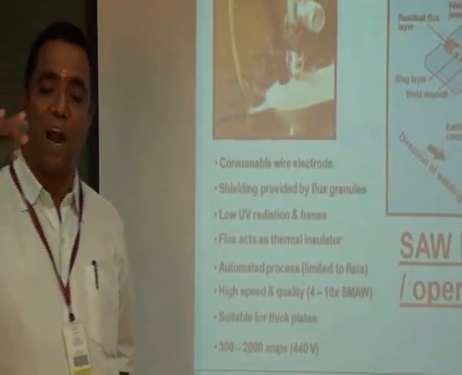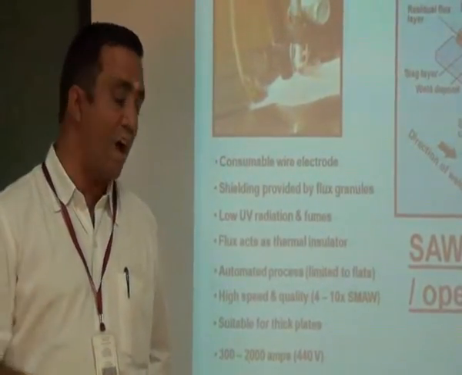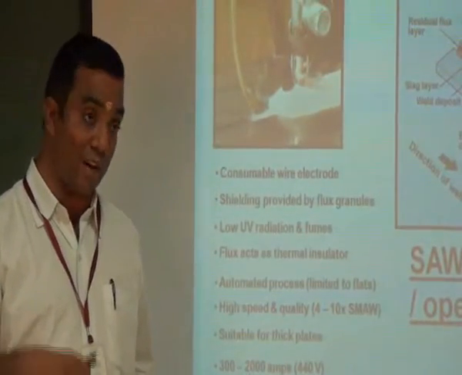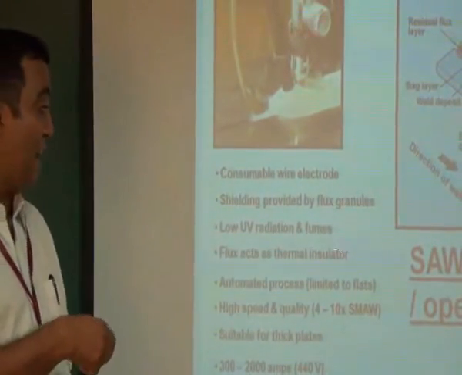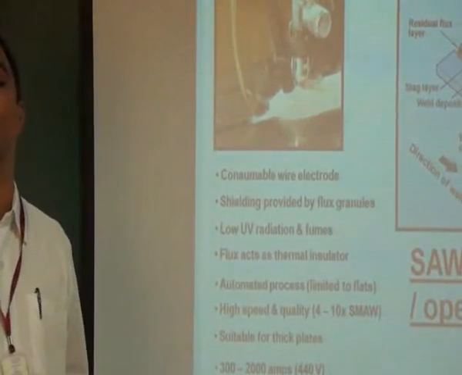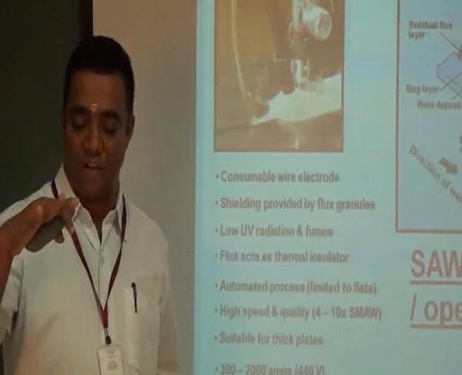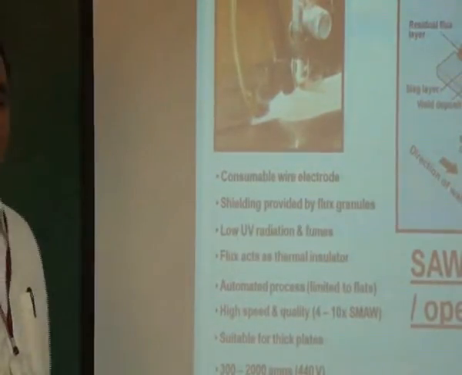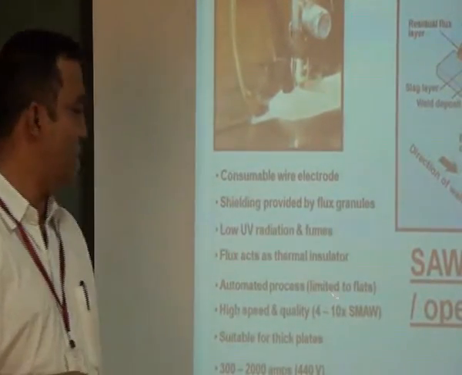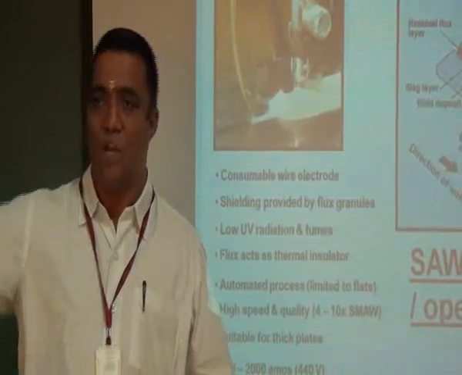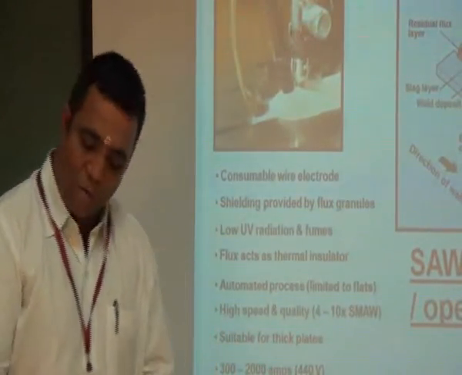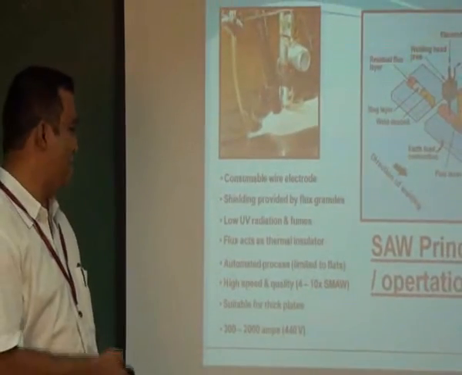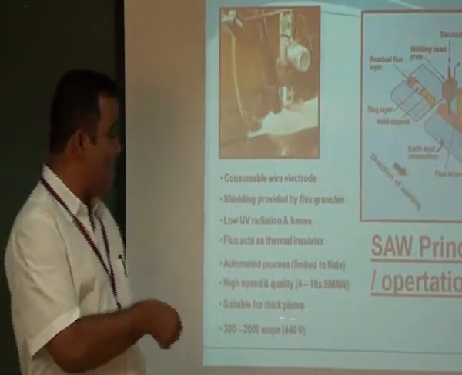Thus, it not only provides shielding from the atmospheric contamination, but also it facilitates uniform cooling after the welding. It is an automated process, but the only disadvantage is that it is limited to only horizontal welding. You cannot weld it vertically, and only flat plates and sheets can be welded, and it is high speed.